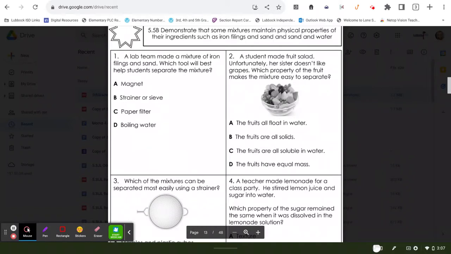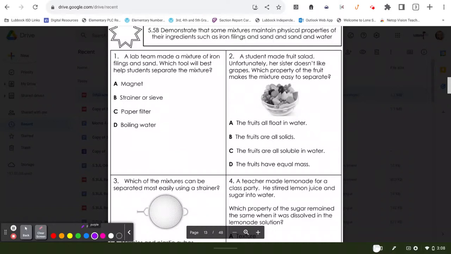Okay, this is 5.5b. This is mixtures and solutions, which you guys are good at, but let's just make sure we remember everything because we learned this at the very beginning of the year. Number 1, a lab team made a mixture of iron filings and sand. So you have done this before. Remember, we had them in the Ziploc baggies and we used a tool to help you separate the mixture. What did we use to get the iron filings out of the sand?